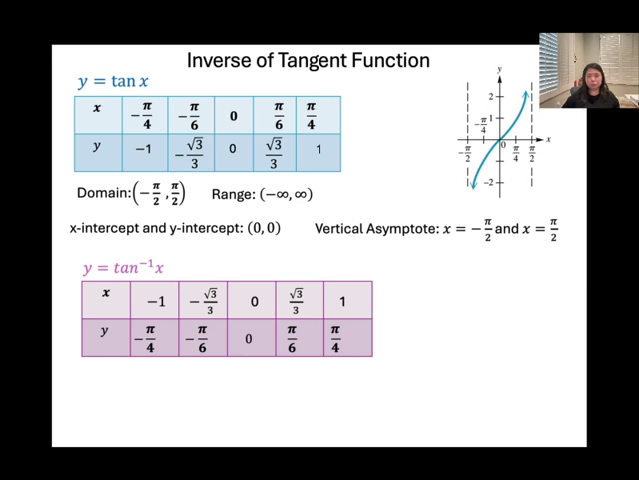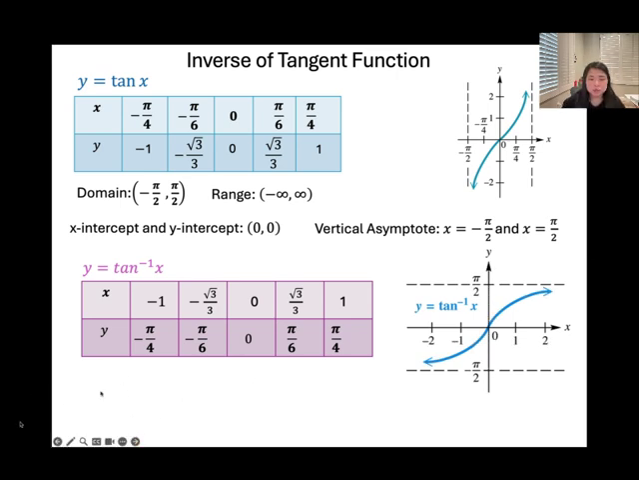And also, we do have two vertical asymptotes here. So when you exchange it, it will become the horizontal asymptote. So y equal to negative pi over 2 and y equal to pi over 2. You should have the graph like this.